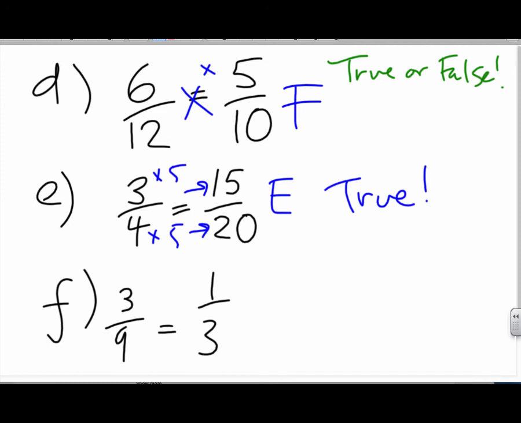Down the bottom here, can I get 3 to 1 by division? Can I get 9 to 3 by division? 3 divided by 3 equals 1. 9 divided by 3 equals 3. Yes, that is equivalent. True.